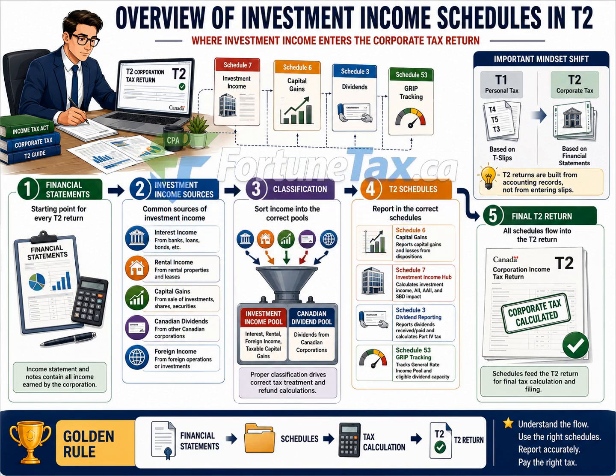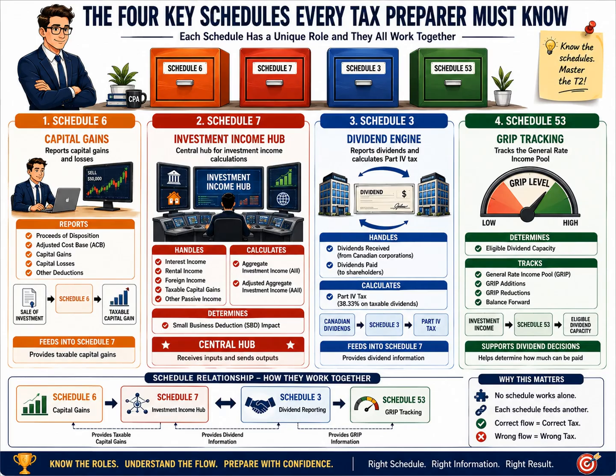The key takeaway from this slide is that investment income reporting is not about entering slips or isolated numbers. It is about understanding the flow of information through the corporate tax system. Once you understand this roadmap, the individual schedules become much easier to understand and complete. Now that we've seen the big picture flow of investment income through a T2 return, let's take a closer look at the 4 key schedules that every tax preparer must understand.